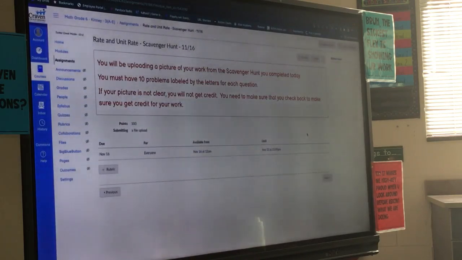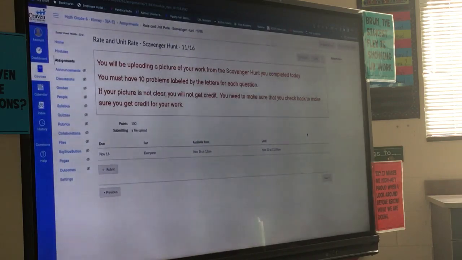Please, please, please, when you take a picture of your work today, make sure that it's not from up here, because that's going to make the work about this big, and I'm not going to stress to try and figure it out, right? The other thing, make sure that if you use 2 pages, take 2 pictures.